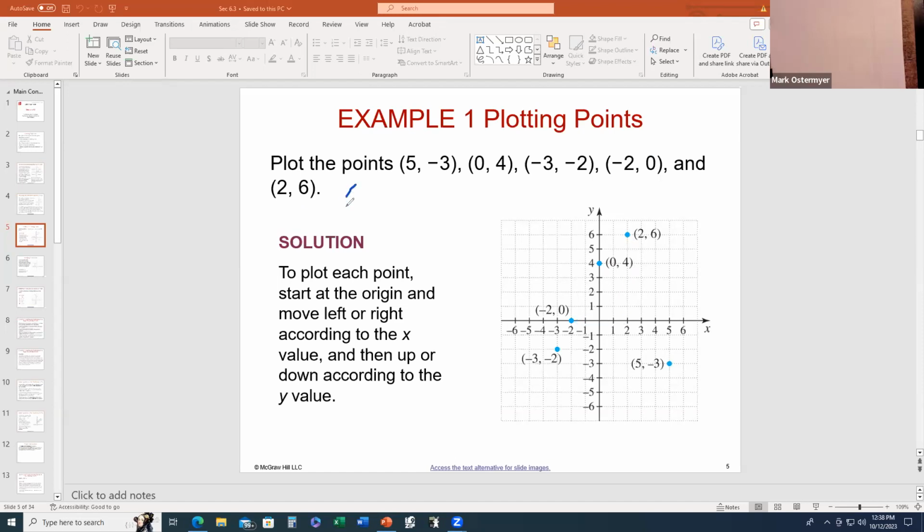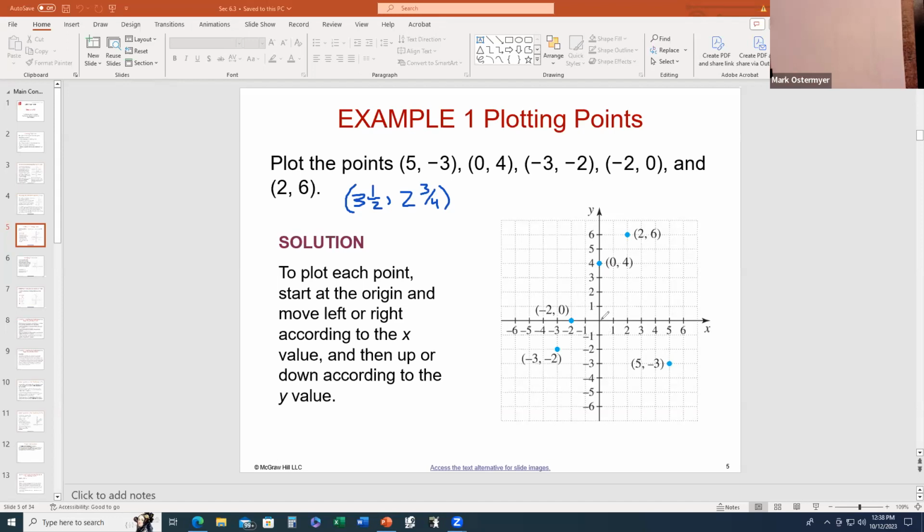Now, some ordered pairs might not have real nice x and y coordinates. Some of them could be a little messy. For instance, if I had the ordered pair 3.5, 2 3/4, how would we plot this point? Well, accuracy is basically limited by the fact that these tick marks are spaced 1 unit apart. So we just have to do the best we can.